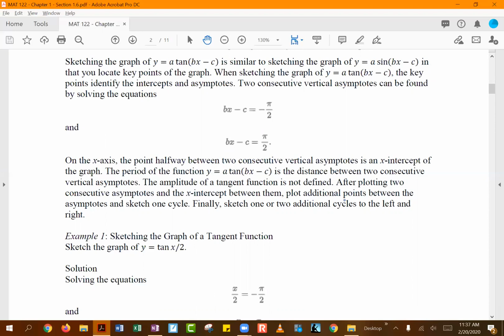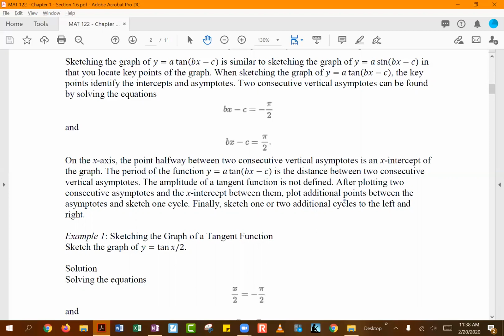Again, they're telling us the period of the function is going to be the distance between two consecutive vertical asymptotes. So we know that if they ask us to do 2 full periods, you're having to find your other asymptotes as well. For a tangent function, you can see based on the shape that amplitude is not going to matter. So that a value is really not going to have any kind of effect on the amplitude since it's not defined for this.